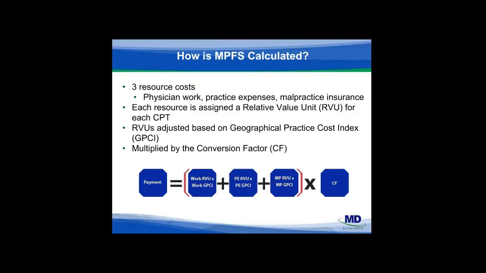Now the SGR is calculated based on medical inflation, projected growth in the domestic economy, projected growth in the number of beneficiaries in fee-for-service Medicare, and changes in laws and regulations implemented by Congress. Now, in recent years, Congress has taken action to establish a specific update amount, and I'll talk a little bit more about the SGR in the upcoming slides.